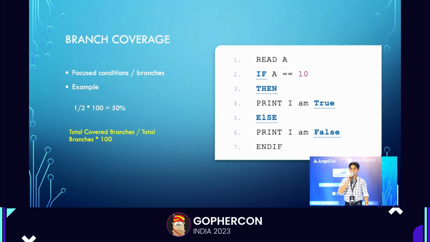For branch coverage, in this case there are 2 branches, if and else, and my test case is only covering one part of it. So the branch coverage comes to 50%. The formula is the same: covered branches divided by total branches, multiplied by 100.